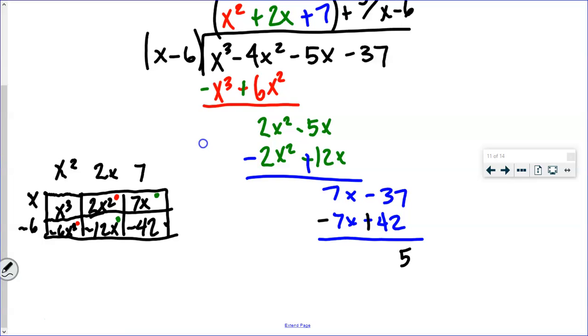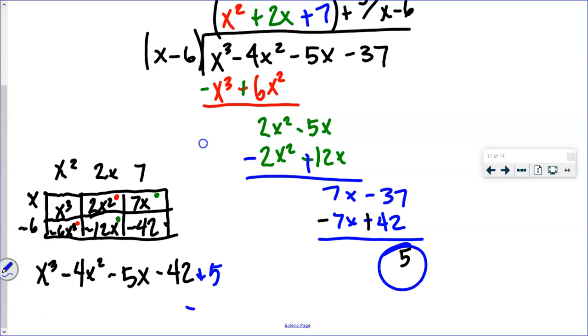So we have x to the third, and then we got negative 6 plus 2, that would be negative 4x squared, right? Then we got negative 12 and 7, that would be negative 5x, and then this would be minus 42. But hey, oh, again, that's not negative 37, right? But remember this guy down here? So we're going to add 5 to it. Then we do get the negative 37. So yes, it does check out again, okay?